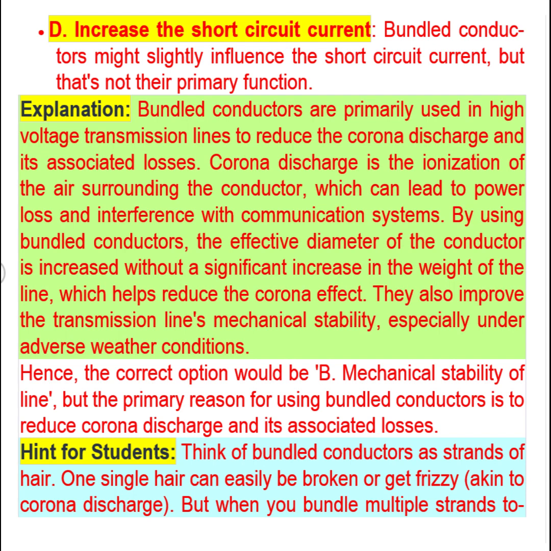Explanation: bundled conductors are primarily used in high-voltage transmission lines to reduce the corona discharge and its associated losses. Corona discharge is the ionization of the air surrounding the conductor, which can lead to power loss and interference with communication systems. By using bundled conductors, the effective diameter of the conductor is increased without a significant increase in the weight of the line, which helps reduce the corona effect. They also improve the transmission line's mechanical stability, especially under adverse weather conditions. Hence, the correct option would be B, mechanical stability of line, but the primary reason for using bundled conductors is to reduce corona discharge and its associated losses.